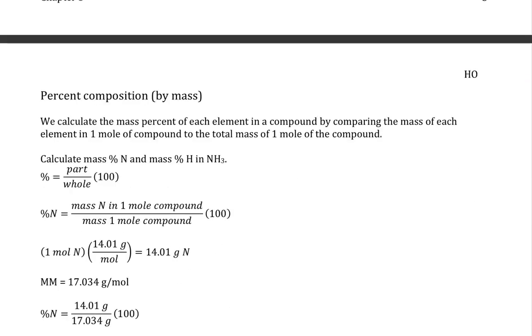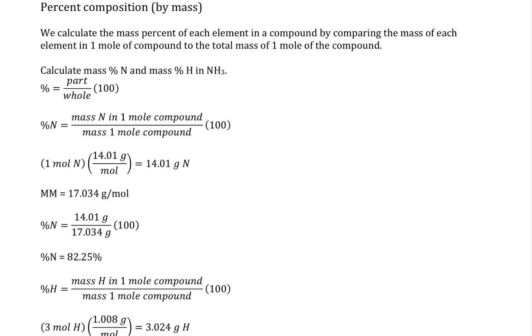Our next topic is percent composition, and it's percent by mass. We calculate the mass percent of each element in a compound by comparing the mass of each element in 1 mole of compound to the total mass of 1 mole of compound. Calculate the mass percent nitrogen and mass percent hydrogen in NH3, ammonia.